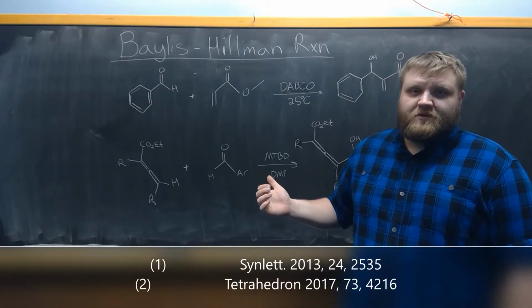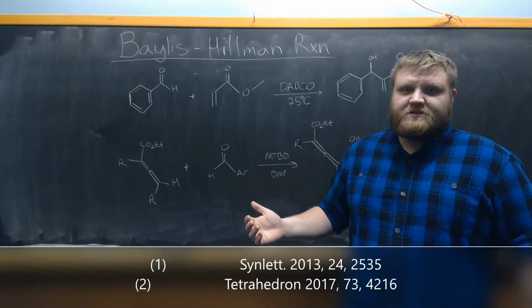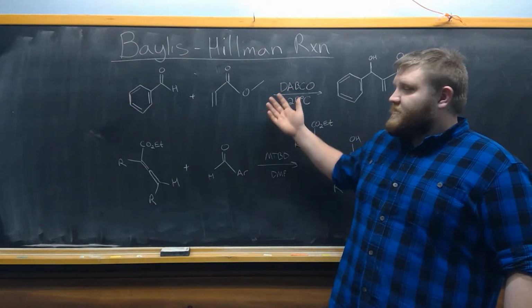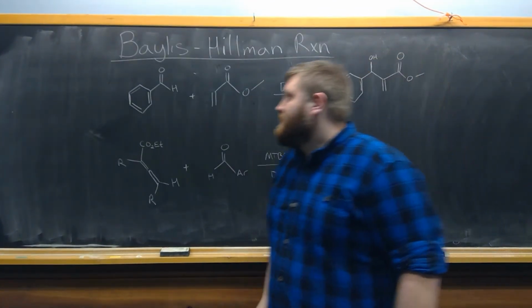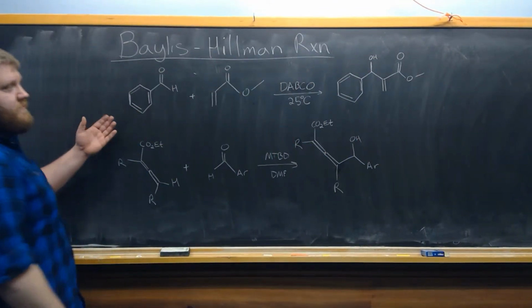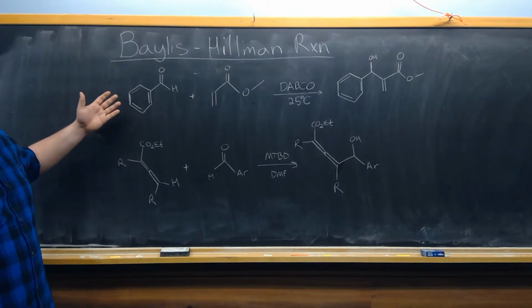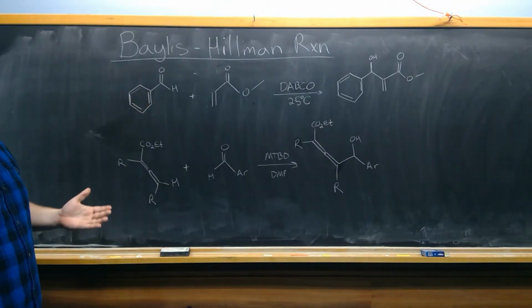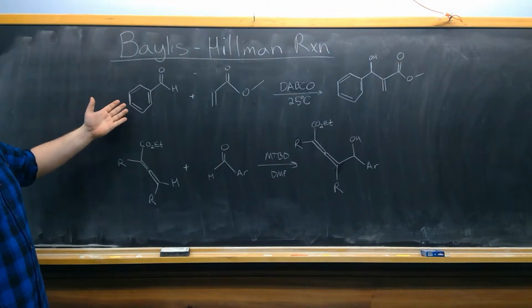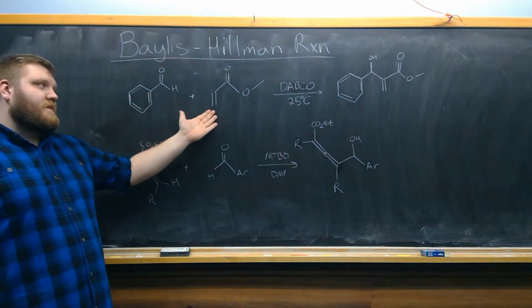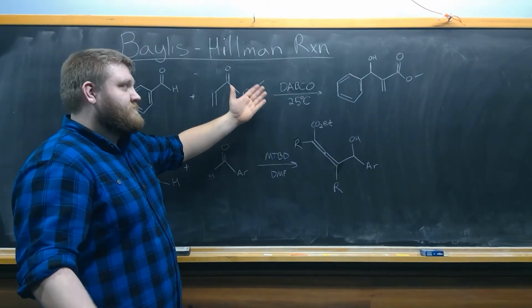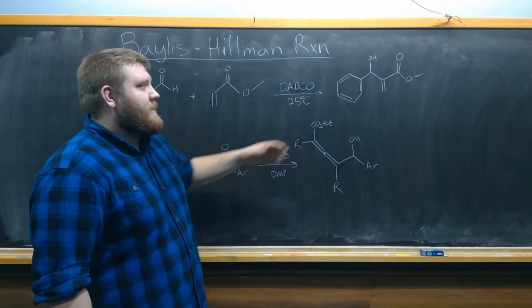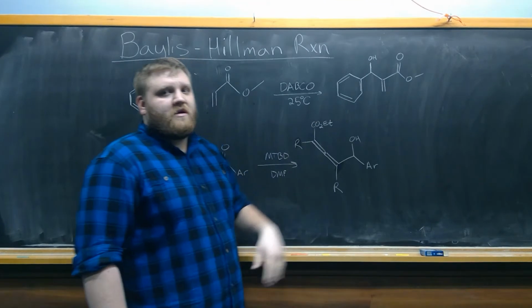So here we have a couple literature examples of the Baylis-Hillman reaction from within the past 5 years, 2013 and 2017 respectively. So the first one is pretty similar to the basic example we've gone through in this video, where we have the aryl group with an aldehyde, our ester with double bond, DABCO is our general literature tertiary amine, and we get this expected product.